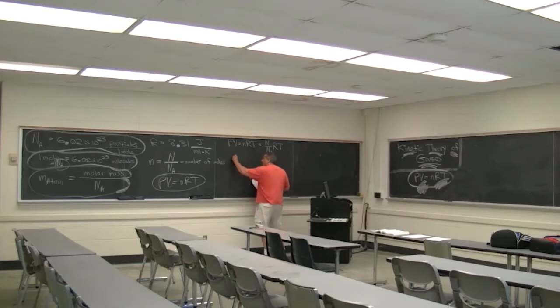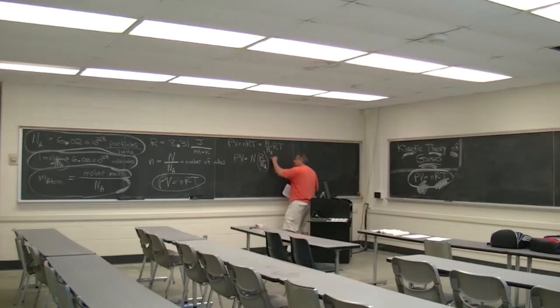Yeah, they switch it around on you a little bit. They go PV equals, instead of the small n there, they use this right here, that's the n, and they move the big N by itself, and they put R over NA. Well, these are both constants. So a constant divided by a constant is another constant.